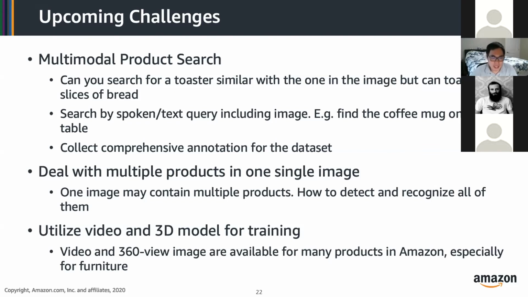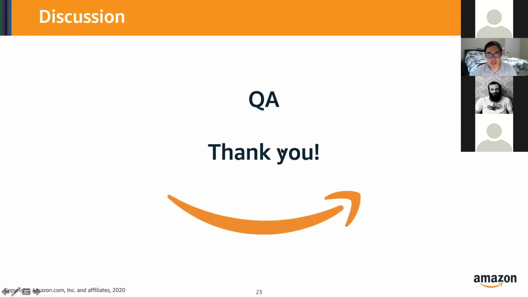And the third thing we are thinking about is to leverage the video information and the 3D model in this problem, because videos and 3D models are widely available for many products in Amazon, especially furniture. We believe if we can use all this information, we will certainly further improve our product recognition performance. Okay, I think that's probably everything from my side. Happy to take questions.